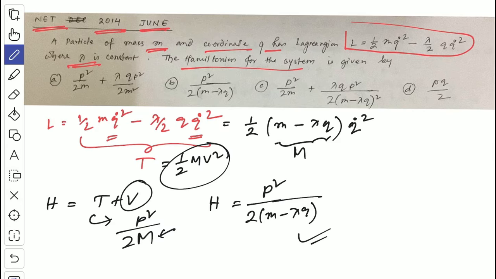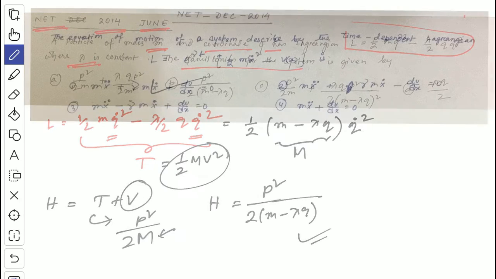Which option is correct here? This is option B. Hope you have understood how to do that. Very simple. So now let's move on.